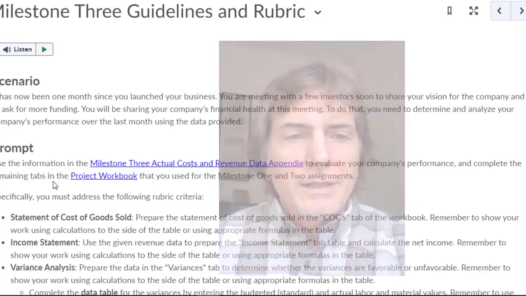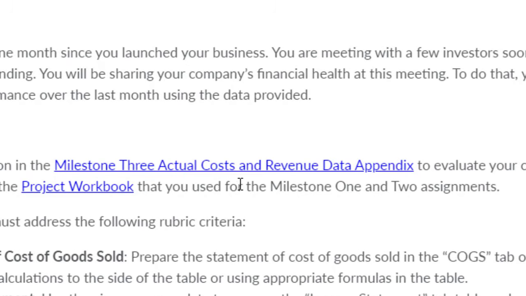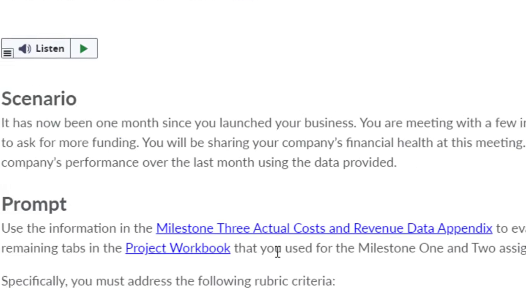So you're going to definitely need to have this appendix, this milestone 3 actual cost and revenue data appendix. You're going to need that information. The project workbook you probably already have, but it's provided for your convenience. Alright, so let's go ahead and look at that.